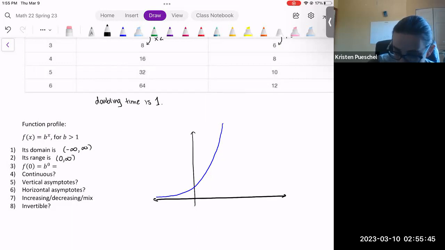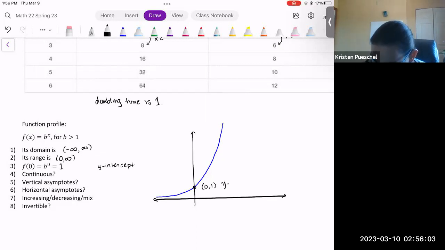The y-intercept is f at 0. So that's b to the 0, and that's equal to 1. So all of these functions, no matter what our base is, are all going to go through the point (0, 1) as our y-intercept. Because their range is 0 to infinity, there is no x-intercept. We never cross the x-axis.